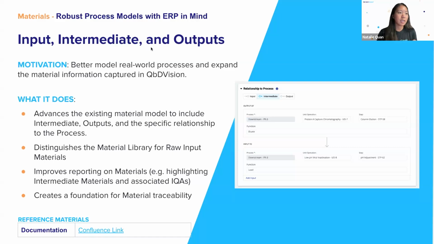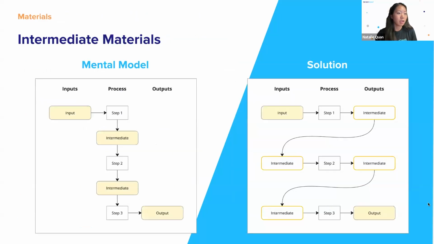So here you can see we did this by adding a relationship to process widget, and I'm going to show you a live demo of that in just a few minutes. First, I just want to introduce this diagram just to clarify our thinking of it and to help you as users understand how to use the widget.